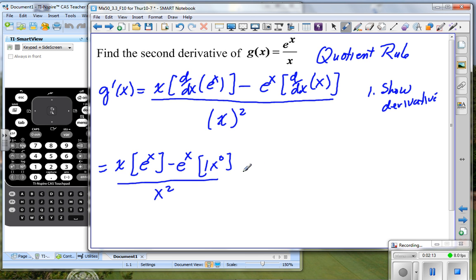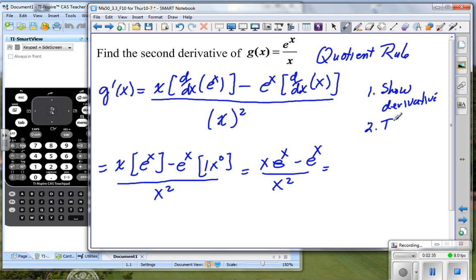And we have x squared. So to write this out, we'd have x e to the x minus e to the x times x to the 0, which is just 1, divided by x squared. We can factor out an e to the x.